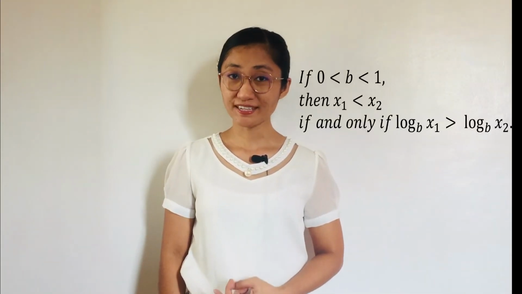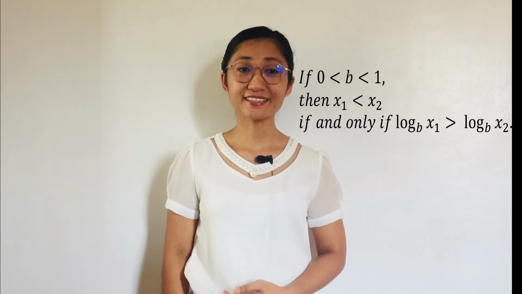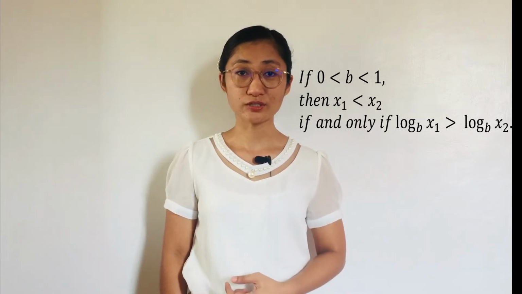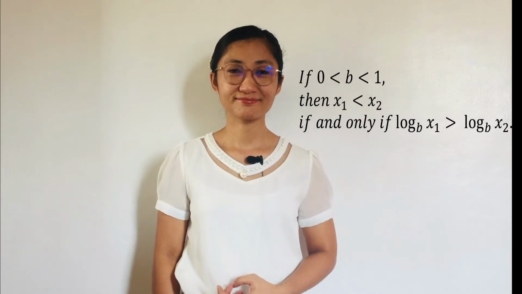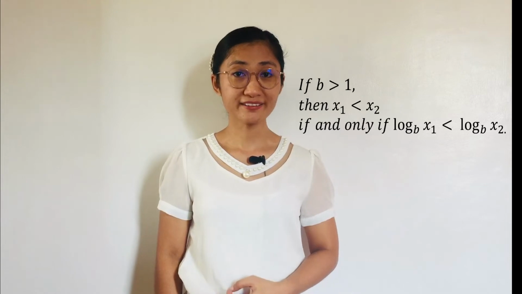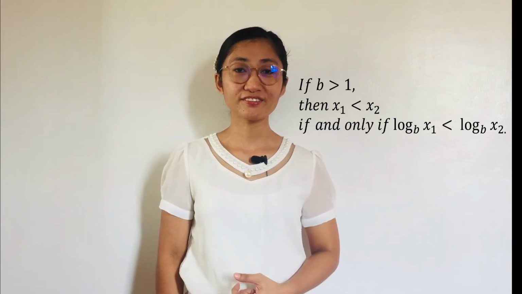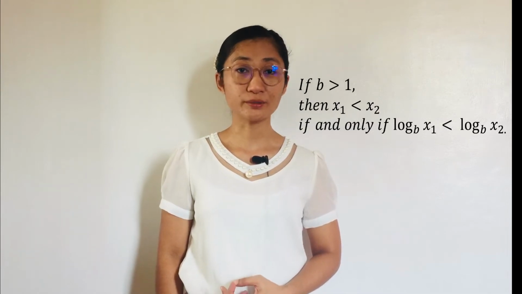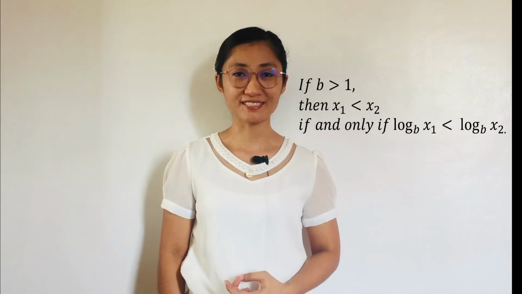One property of logarithmic inequality is that if b is greater than 0 but less than 1, then x sub 1 is less than x sub 2 if and only if the logarithm of x sub 1 to the base b is greater than the logarithm of x sub 2 to the base b. Another property is that if b is greater than 1, then x sub 1 is less than x sub 2 if and only if the logarithm of x sub 1 to the base b is less than the logarithm of x sub 2 to the base b.